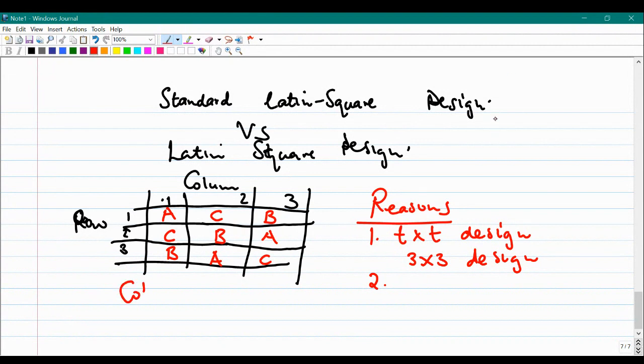oh, sorry, let me write it here. Column 1, 2, 3. This is the row. A, B, C, B, C, A, A. But what is missing here? This is supposed to be A, B, C. And then this is supposed to be what? C, right? And this one can be A. And this can be B.